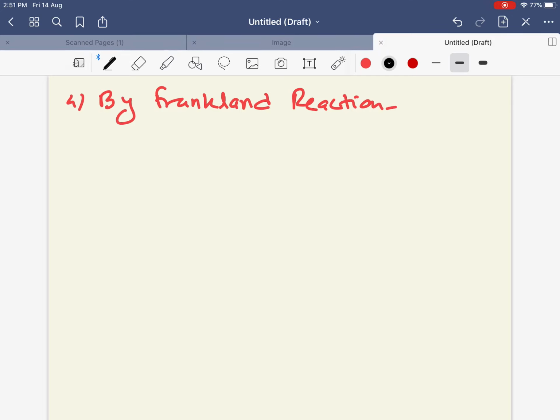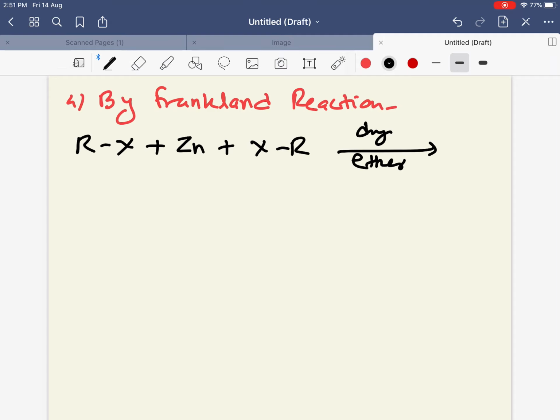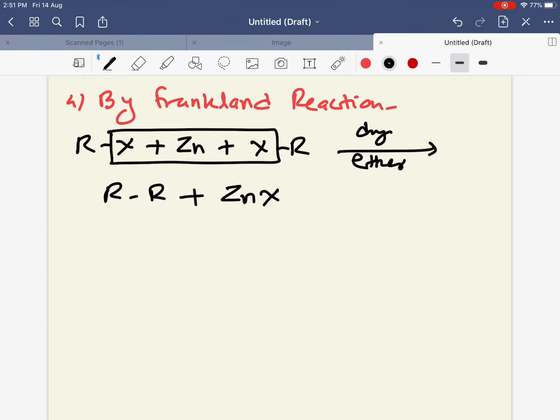So the general reaction in a Frankland reaction is when alkyl halide is reacted with zinc metal in presence of dry ether as a solvent, you will get RR, a higher alkane, plus ZnX2, zinc halide, as a byproduct. That RR is known as a higher alkane.